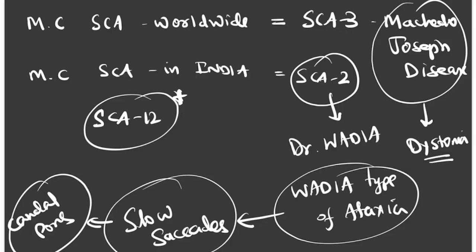So what is the most common type worldwide? It is SCA3. It's also called Machado-Joseph disease. Peculiar feature is the dystonia. Then in India, most common is SCA2, because it is very well described by Dr. Wadia. It's called Wadia type of ataxia. And the characteristic feature is the slow saccades. Why is there slow saccades? Because of the caudal pons involvement.